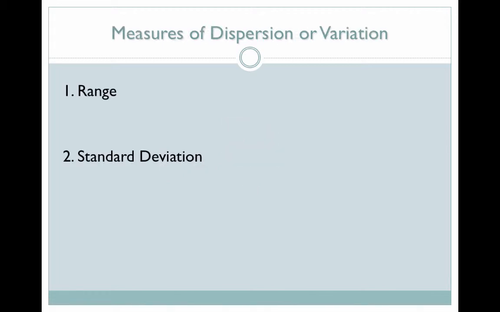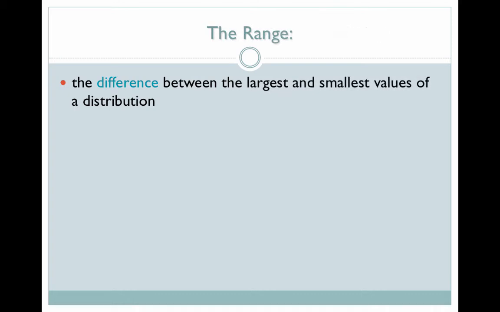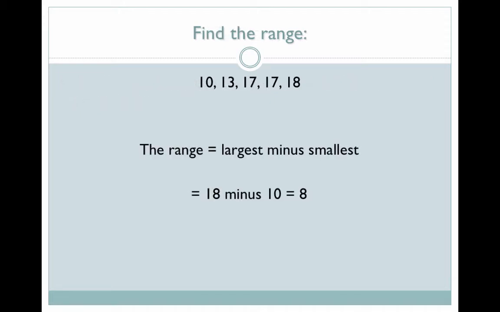Okay, let's move on to measures of dispersion or variation. One gives you kind of a view of overall how much variation there is, the range, and then standard deviation gives you an idea of the average variation, the average distance from the mean. So the range just tells us the difference between the largest and smallest values of a distribution. If I have a distribution of 10, 13, 17, 17, and 18, I just identify 18 as the largest value, 10 is the smallest, 18 minus 10 is equal to 8.